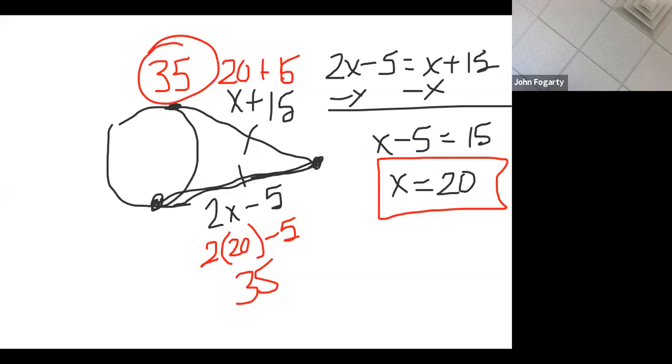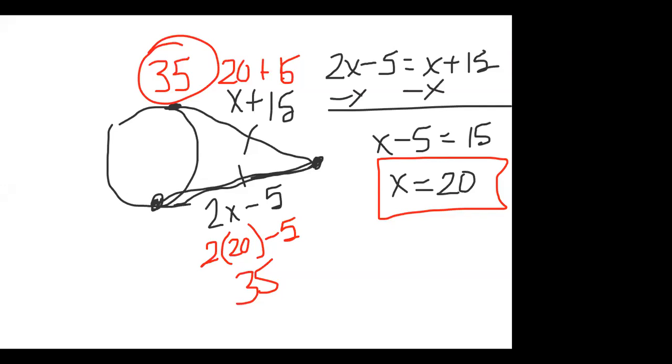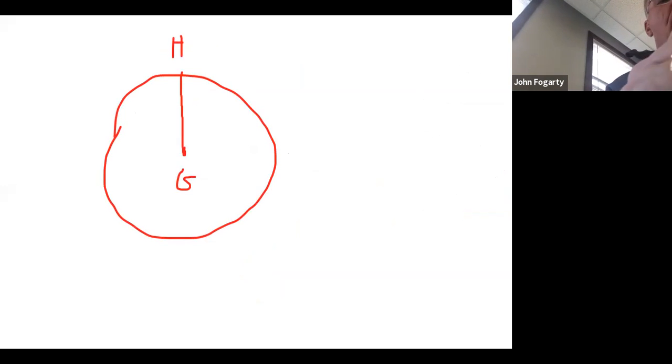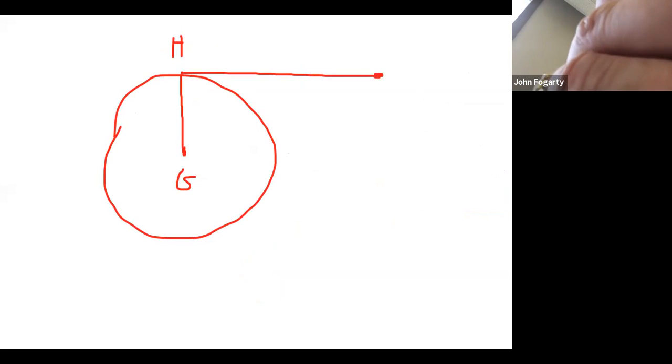All right. All righty. Here's a question for you. I'm going to give you a circle. Ready? This is circle G. I'm going to draw this line segment. I'm going to call that H. And then I'm going to go, ooh, that's I.